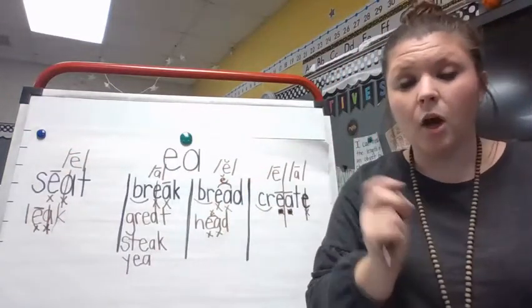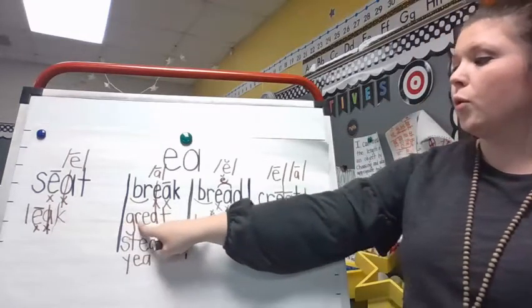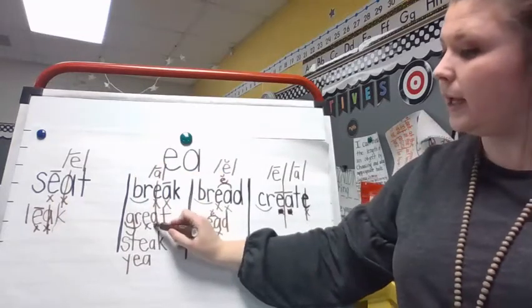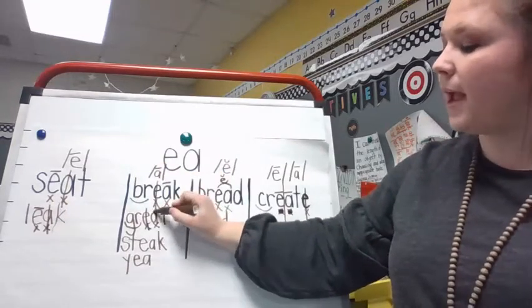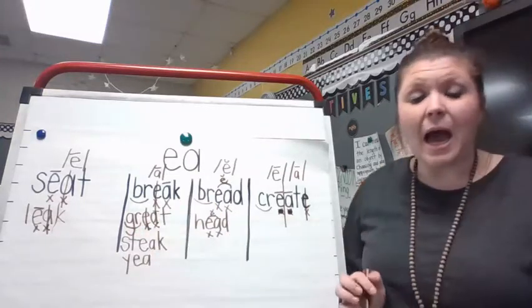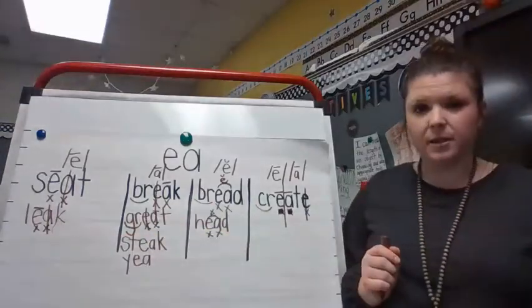Let's read a word where E and A represents the long A sound. Great. Let's code that. Great. E and A, the E is silent, so the A is long. Great. I hope you have a great weekend.